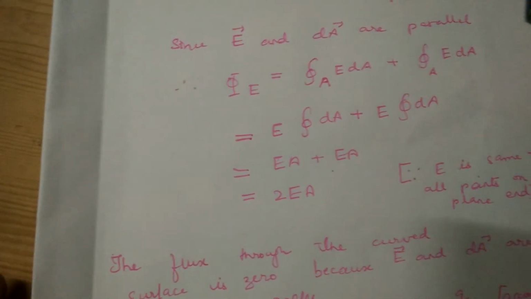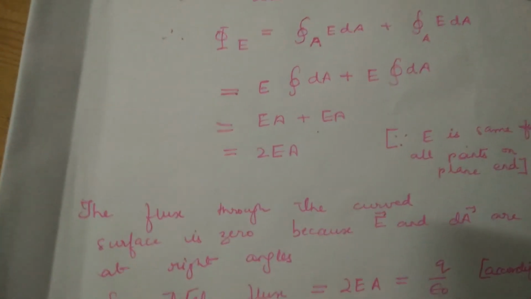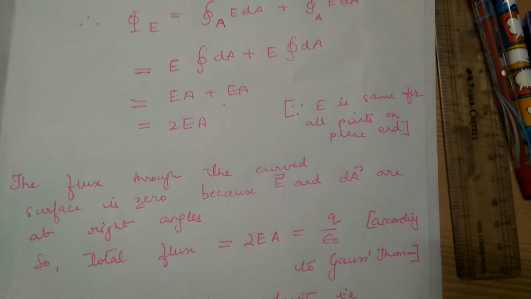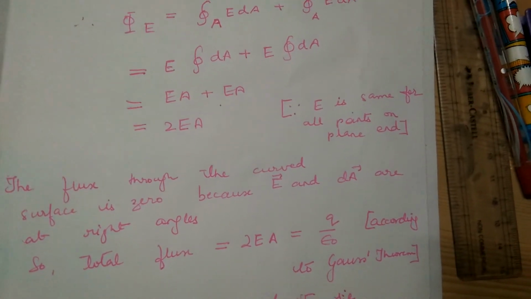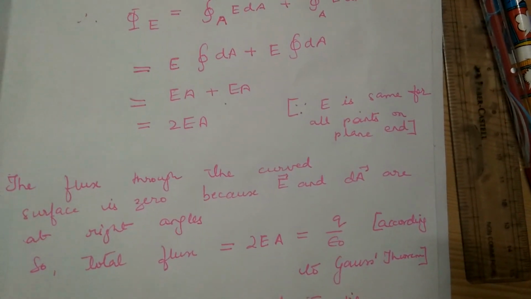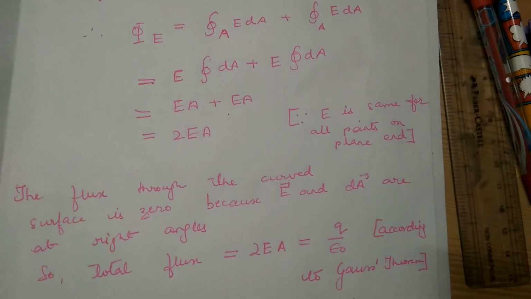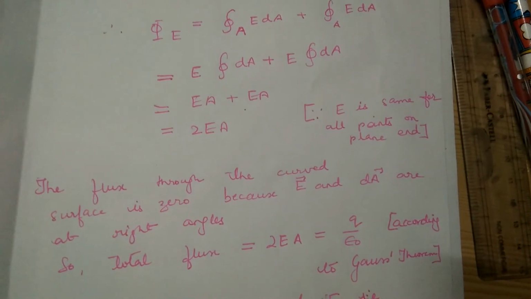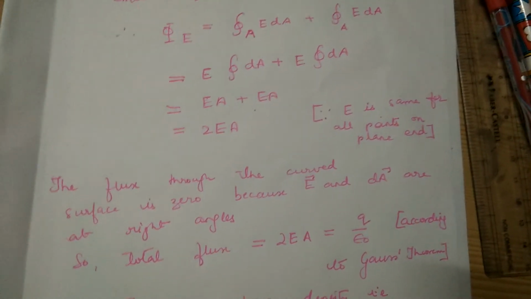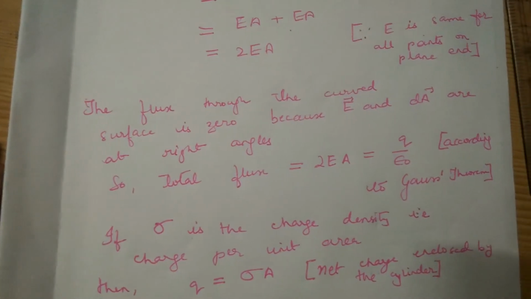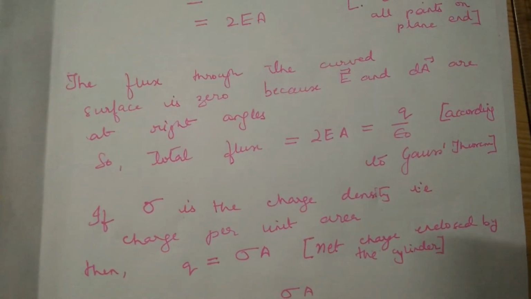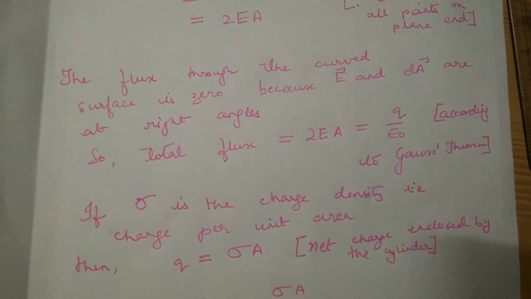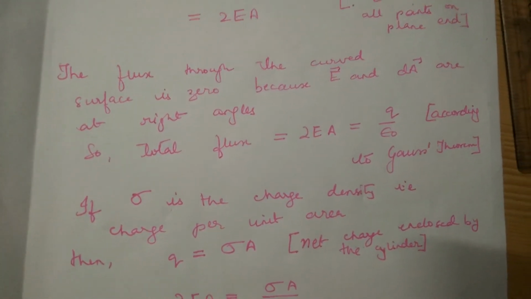So what is the total flux then? Total flux is the same as 2EA. So total flux is 2EA, which is equal to Q by epsilon naught. By now you are familiar with this expression. According to Gauss's theorem, total flux through a Gaussian surface is 1 by epsilon naught times the charge enclosed by the surface. But again, since it is not a point charge, we have to find out the value of Q. So let us say that the charge density is sigma. It's a two-dimensional surface, which means sigma is the charge per unit area and A is the area.